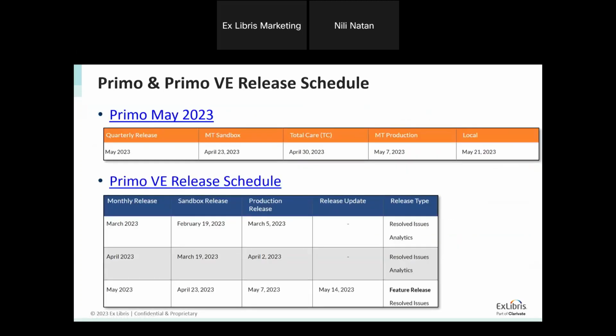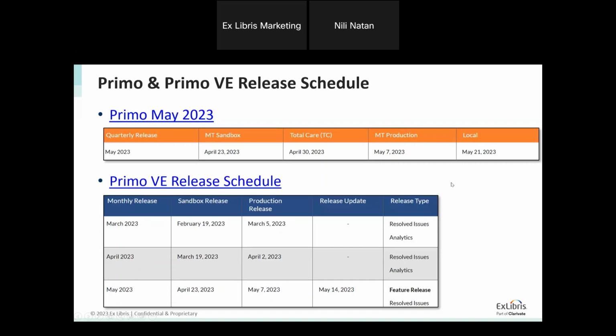Okay. Before we start and drill down into each one of the highlights, just to put us on the calendar. You can expect to get the release on the sandbox on April 23, this upcoming Sunday. And in Primo VE, production is going to be May 7. We also have May 7 as the multi-tenant production for Primo, and Primo Local will get it on May 21.